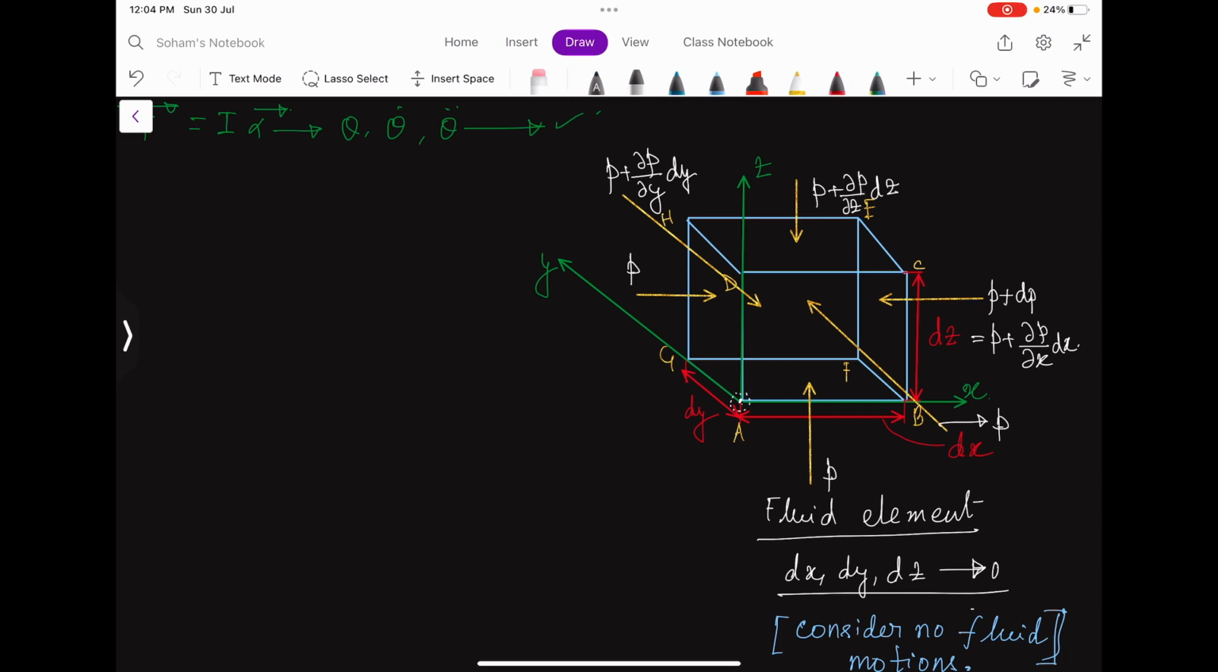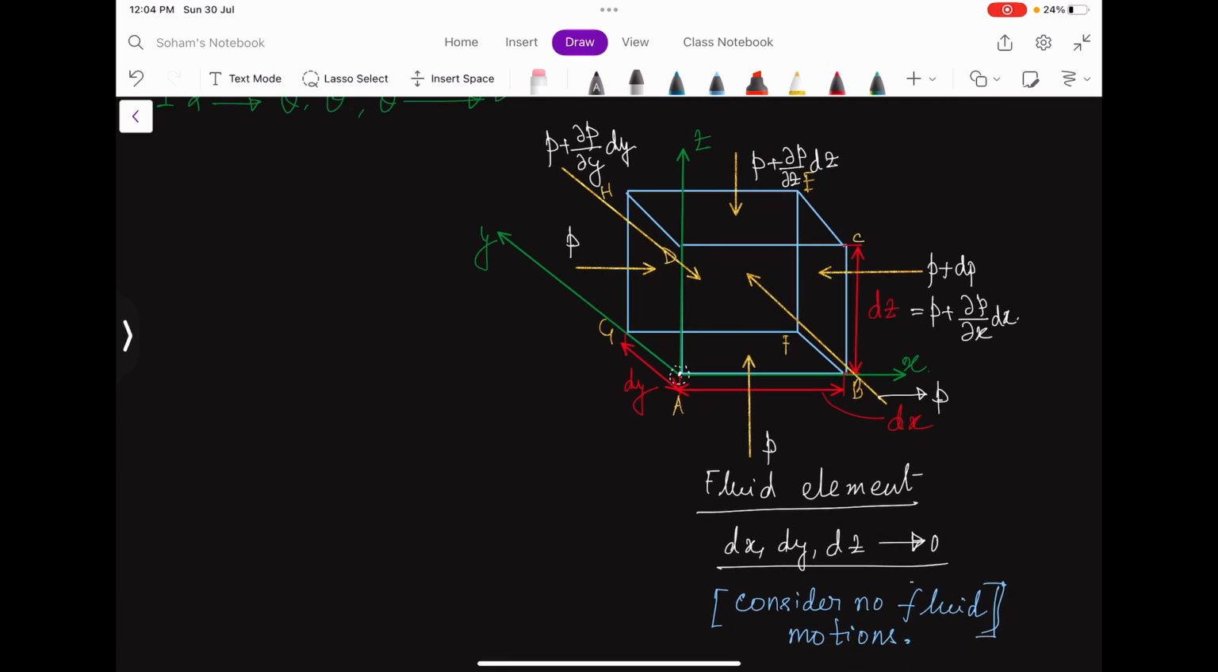So these are the values of the pressure, and to get the force I have to multiply by the area. For the y direction, for the face ABCD, the area is dx into dz, and the opposite face also has dx dz. For the x direction, the face GADH has area dy into dz, so the force is P into dy into dz. For the vertical direction, the face is ABFG, so the area is dx dy, and here also the area is dx dy.